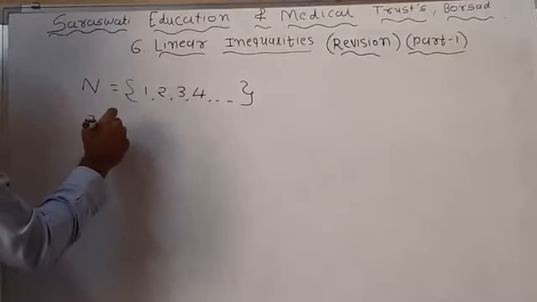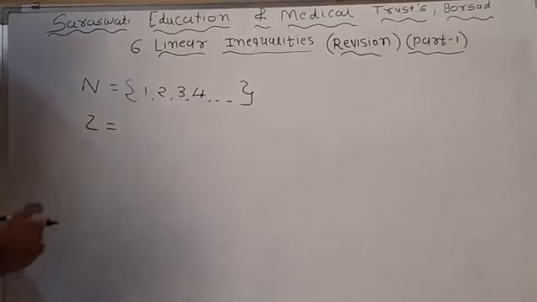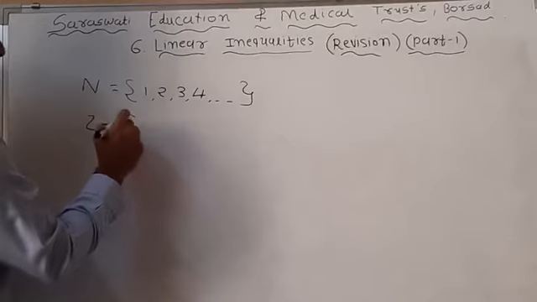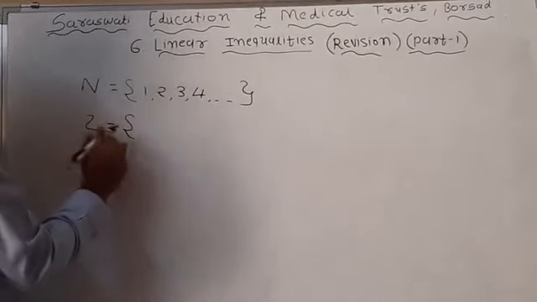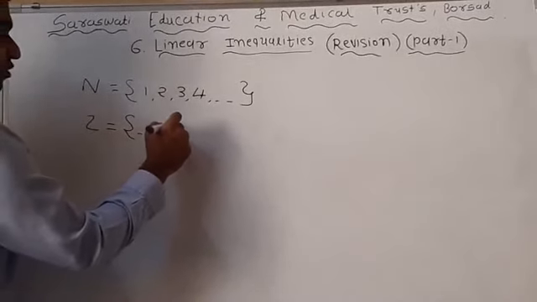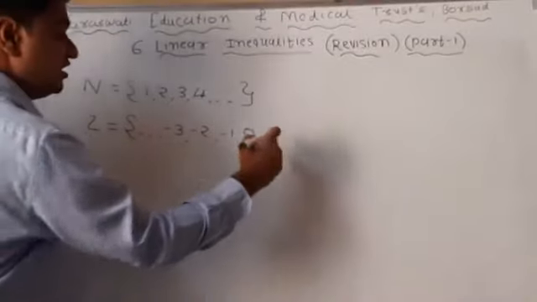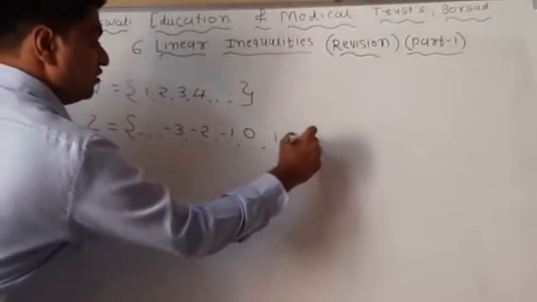After that, integer numbers are denoted by the symbol Z. Now, which numbers are present in set Z? Here we can write all the negative numbers, 0, as well as the positive numbers.